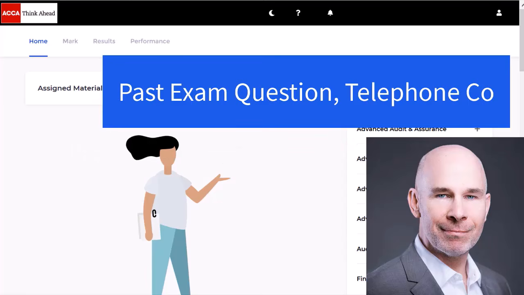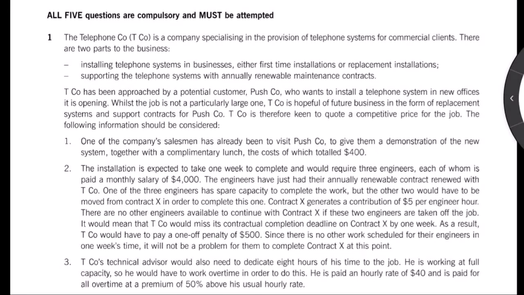All right, let's get started. I have question TCO opened. You can find this question in just about every revision kit exam question book that's published. If you don't have access for some reason, follow the link below and you can find this question.